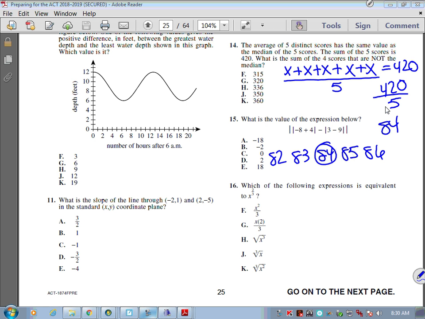What is the sum of the 4 scores that are not the median? Well, 84 I placed as the median, so all I have to do is add 82 plus 83 plus 85 plus 86. Granted, there's maybe a different way to do this, but I end up with 336, which is the answer. So that's the work that I would write down on that question, just so I'm seeing it and practicing it.